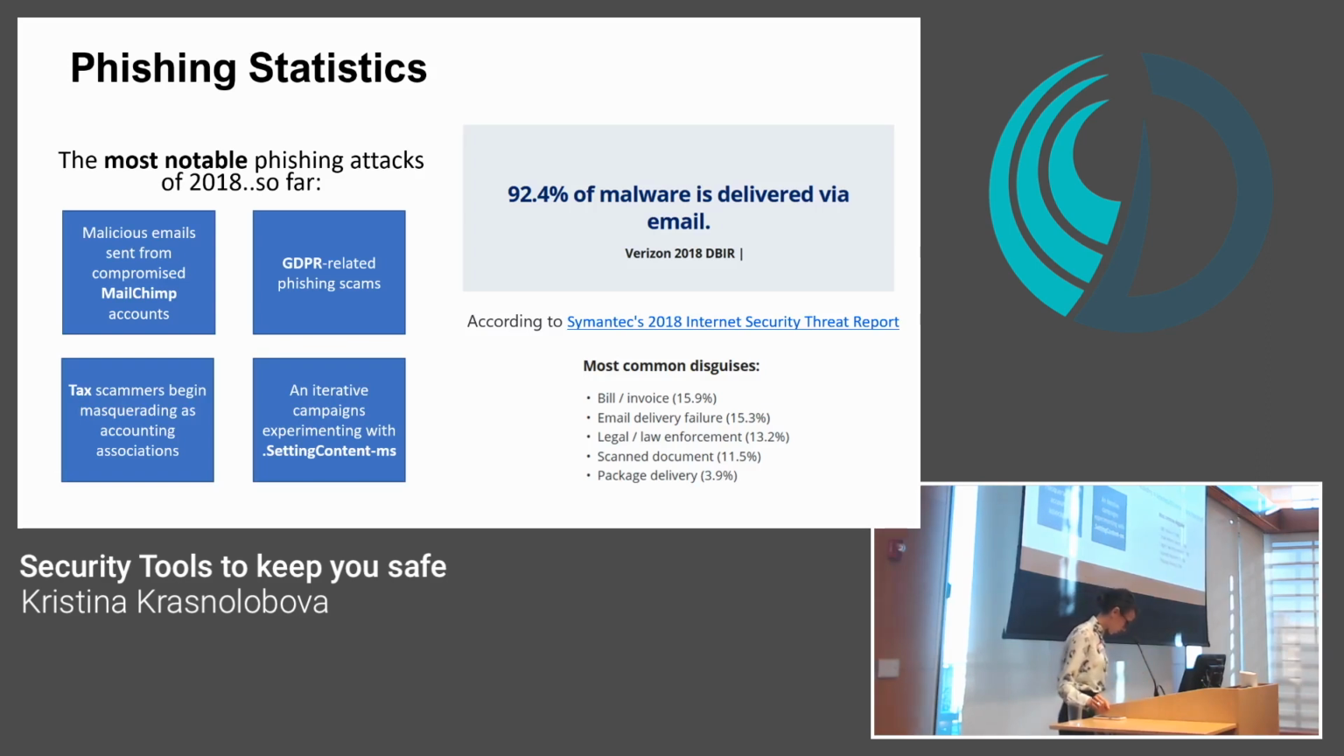One of them is MailChimp email accounts that were compromised. In mid-January, security researchers spotted the first instance of a phishing campaign in which attackers abused MailChimp accounts and sent out fake invoices. Those invoices arrived with zip files that concealed JS files that triggered a download of GoodKit InfoStealer, as well as tax-related phishing attacks. Those come once a year as tax season, and GDPR-related phishing attacks.